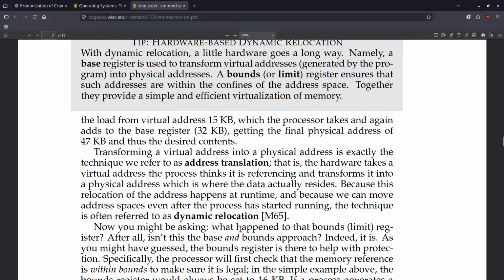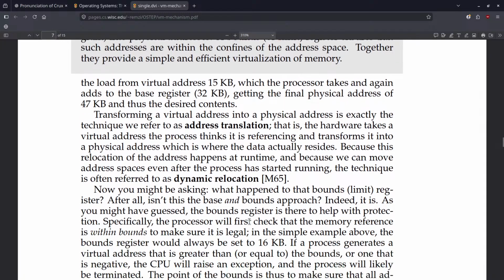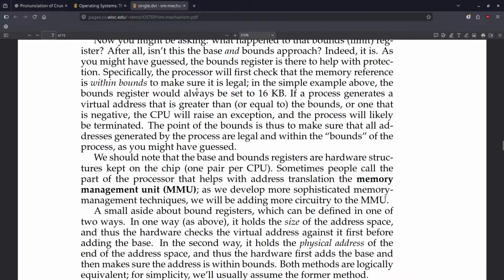So it is dynamic because it happens after the program has started. Anyway, now you might be asking, what happened to that bound limit register after all? Isn't this the base and bounds approach? Indeed, it is. As you might have guessed, the bounds register is there to help with protection. Specifically, the processor will first check that the memory reference is within bounds to make sure it is legal.